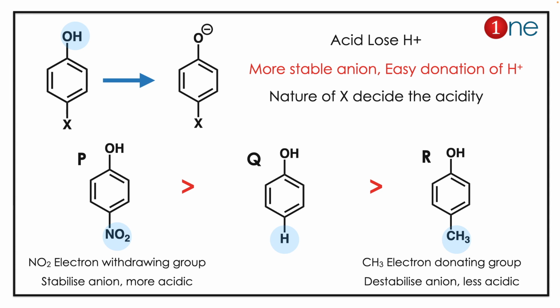It's more acidic. On the contrary, if you look at CH3, which is an electron donating group, it will destabilize the anion. It is a less acidic compound. So electron withdrawing group stabilizes the anion. So the order will be PQR.